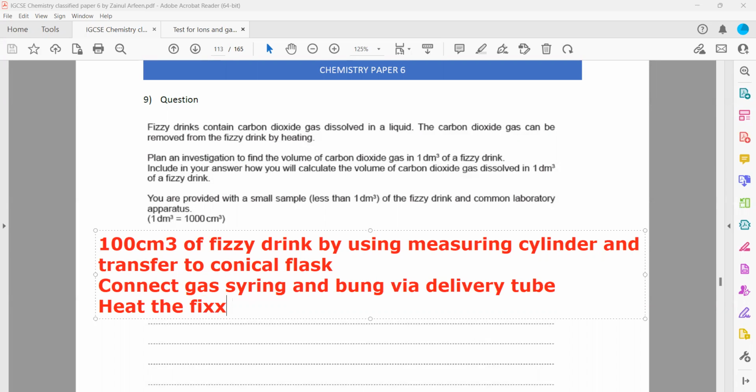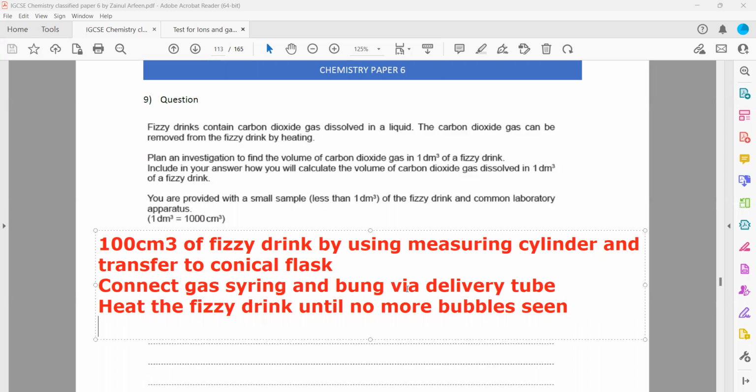the fizzy drink until no more bubbles are there, because we won't measure the volume of gas at that time; the substance should cool down. Because if it is at high temperature, if you measure the decrease in mass, that will give us the mass of gas which is released. And then from the mass, you have to work out the moles. So you have to do multiple calculations.